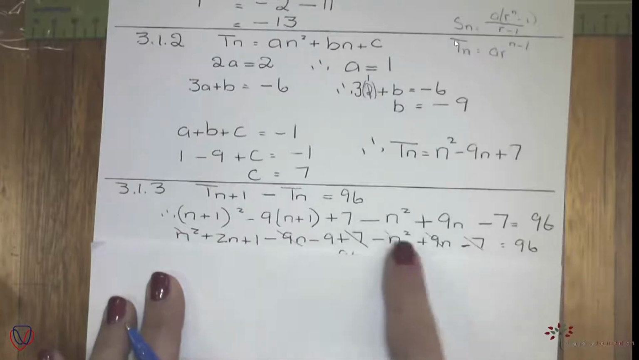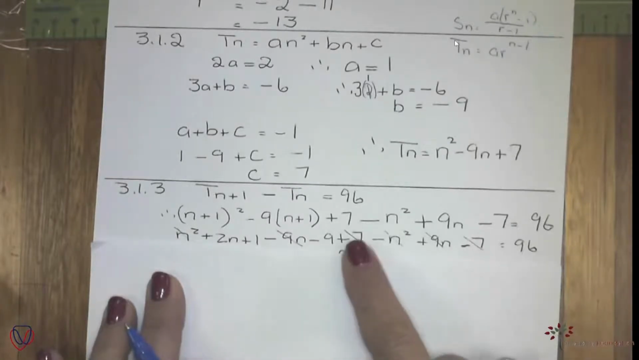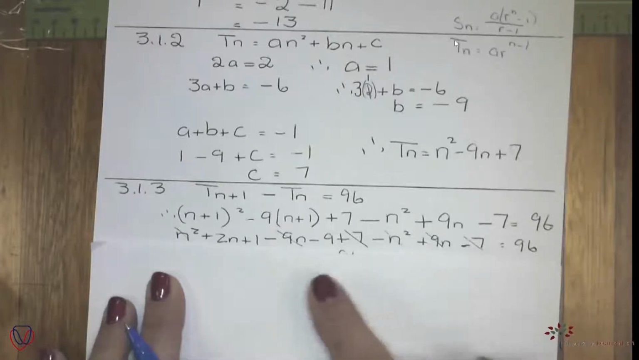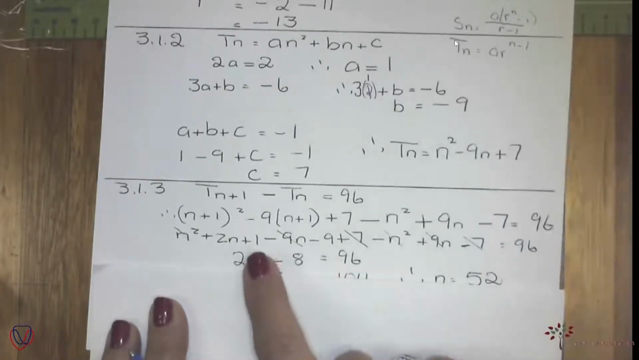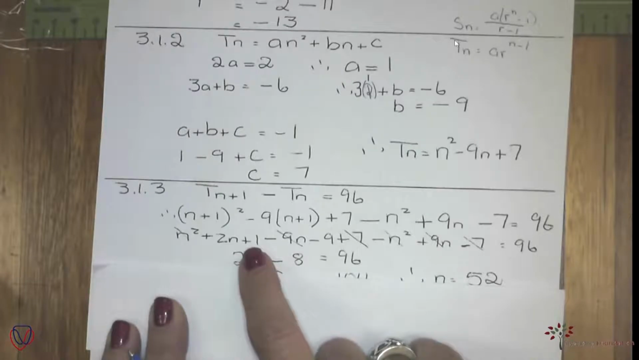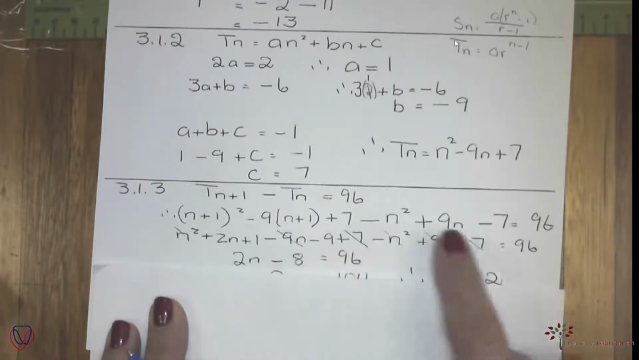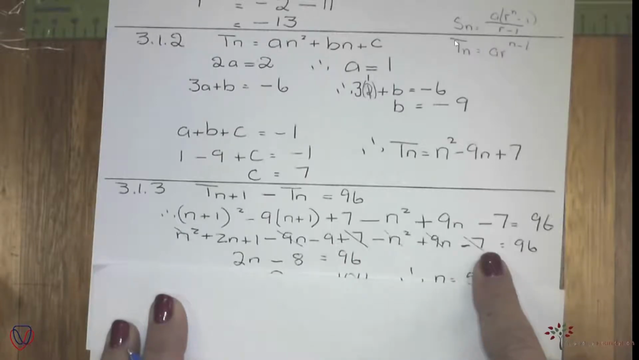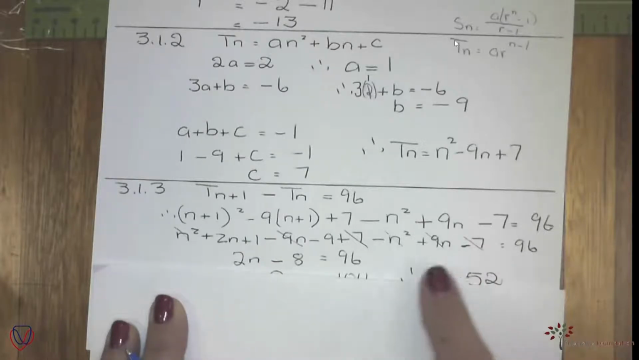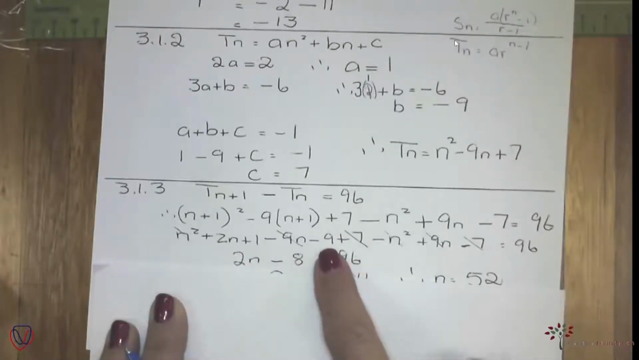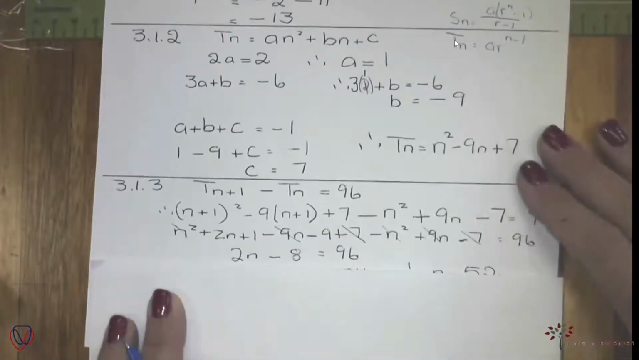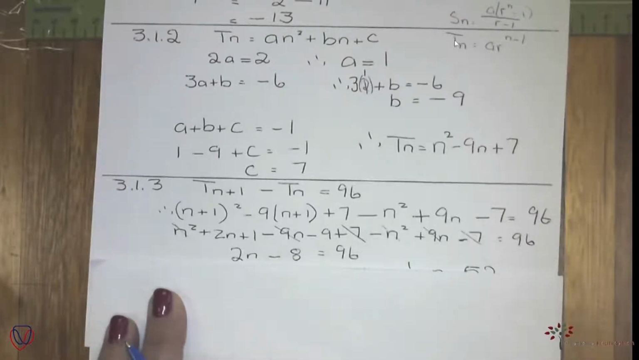You'll see that the 9n and the 9n will cancel. The 7 and the negative 7 will cancel. The n squared will cancel. And all I have left is 2n minus 8. Where did I get that from? It's plus 2n, plus 1 minus 9, minus 7. Oh, the 7s cancelled, sorry. It's plus 1 minus 9. That gives me negative 8. So I'm quite right. I just didn't realize that the 7s also cancelled.